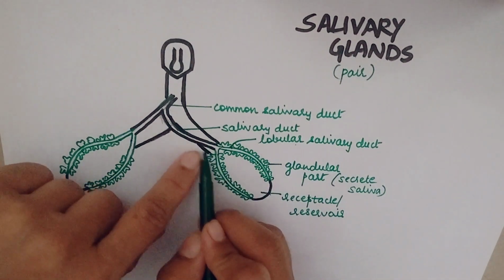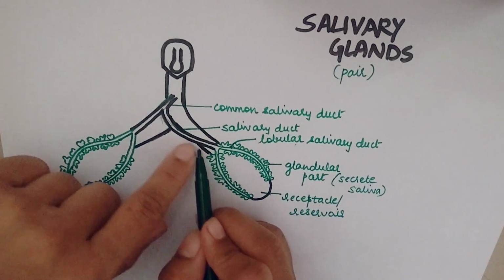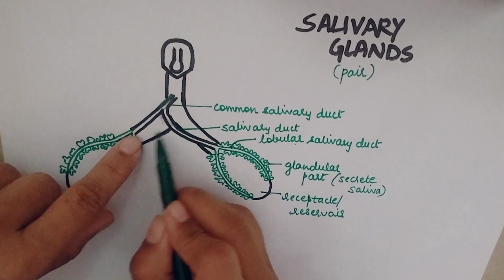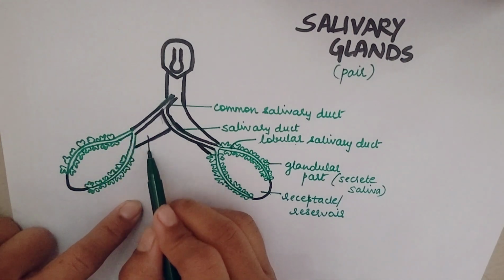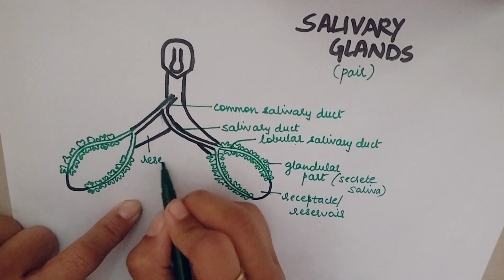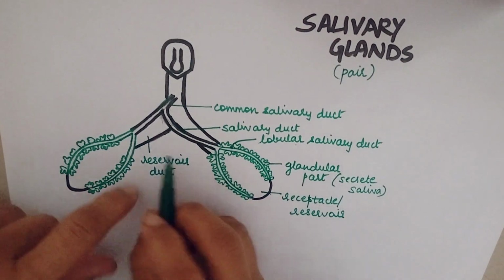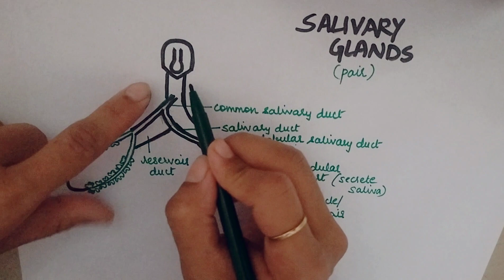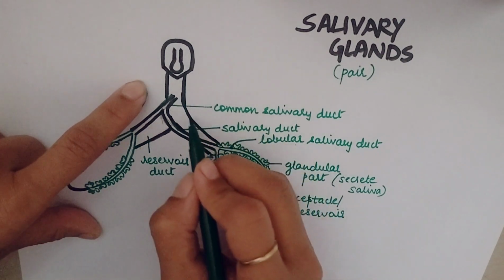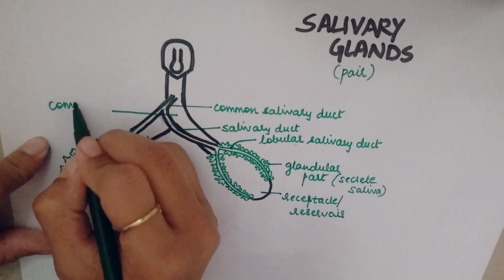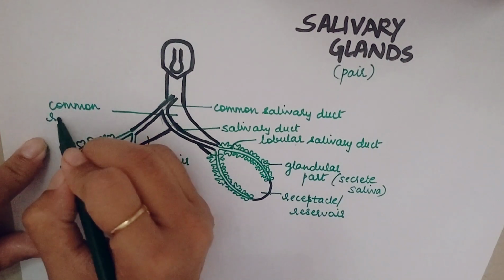Now this is the duct of the reservoir. Similarly, this is the duct of the reservoir. So this is the reservoir duct. These two reservoir ducts together form this, the common reservoir duct.